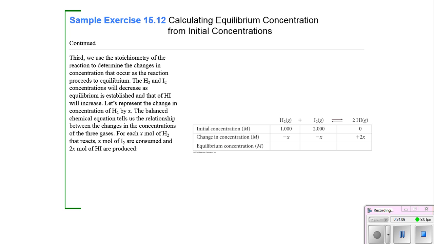Then I'm going to look at my product. My product is going to be positive because I'm going to be making it. I'm going to look at my equation stoichiometry. Since there's a 2 here, it's going to be plus 2x. That means HI will increase 2 times because of the coefficient of 2 in front of the HI.